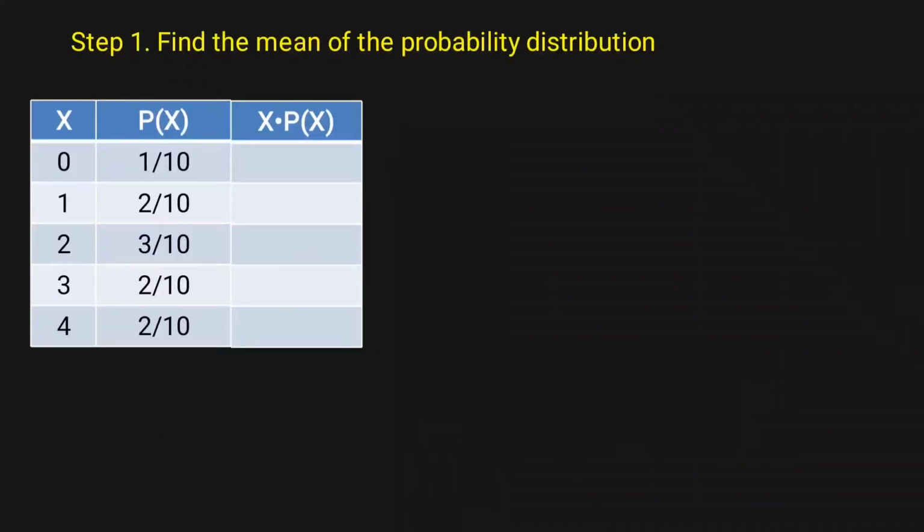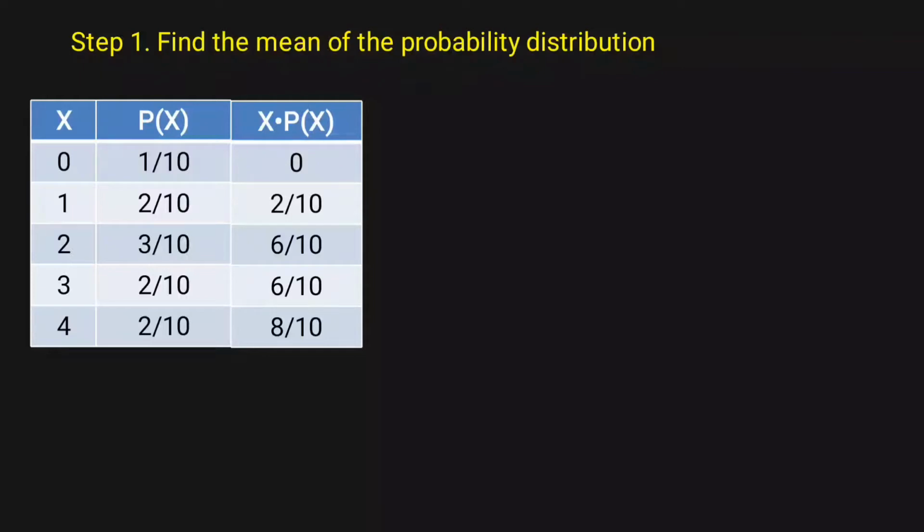Okay, so step 1. Find the mean of the probability distribution. So to find the mean, just multiply x and p of x. So let's multiply. We have 0 times 1 over 10 is 0. Then we have 1 times 2 over 10, that is 2 over 10. Then we have 2 times 3 over 10, so that is equal to 6 over 10. Then 3 times 2 over 10 is also 6 over 10. Then 4 times 2 over 10 is 8 over 10.